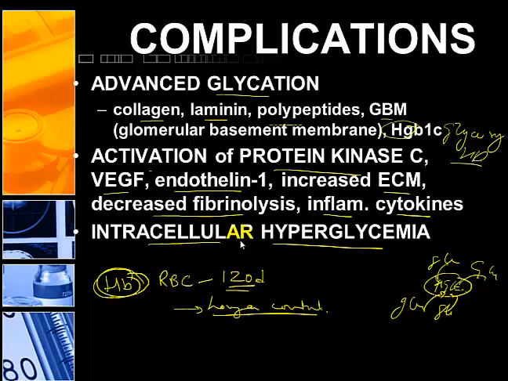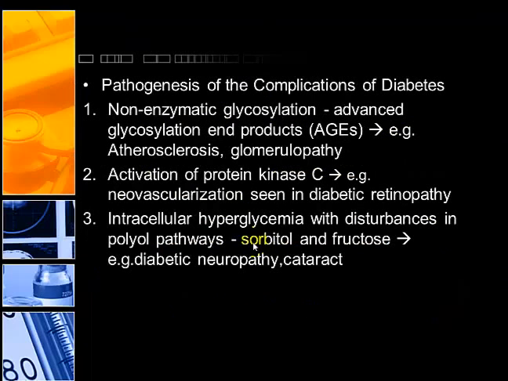And this is going to activate the polyol pathways and will increase the levels of sorbitol and fructose inside the cells and will cause various complications, for example cataract in diabetic patients. So you have non-enzymatic glycosylation, that means you have advanced products of glycosylation, also called AGEs. They are going to cause atherosclerosis and glomerulopathy.